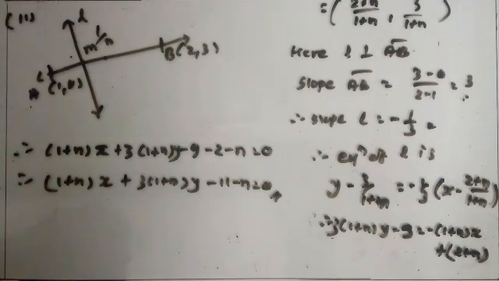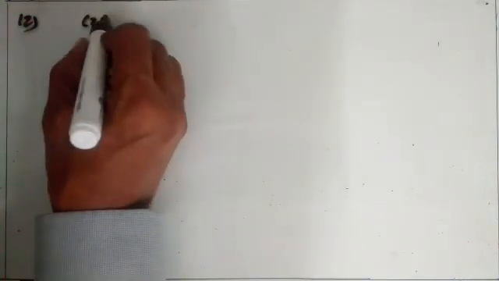Now next question, 12. Find the equation of a line that cuts off equal intercepts on the coordinate axes and passes through the point (2, 3).